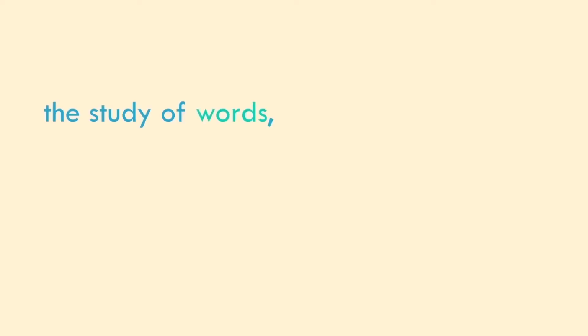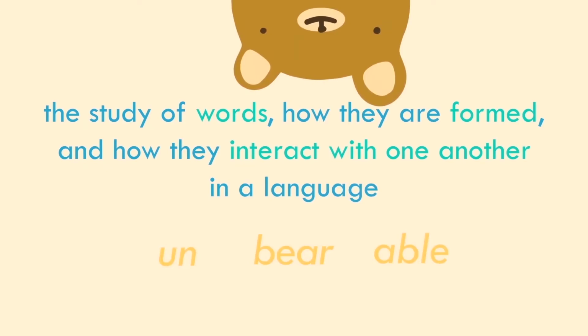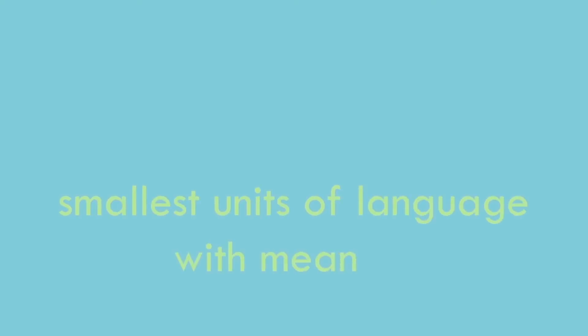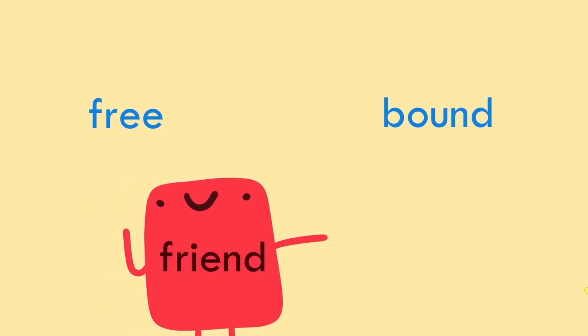Morphology is the study of words, how they are formed, and how they interact with one another in a language. The smallest unit of language with meaning are called morphemes. There are 2 types of morphemes, free and bound. Free morphemes are simple words that can stand alone, like the word friend. Bound morphemes must be used with a free morpheme and cannot stand alone, like ly in friendly.